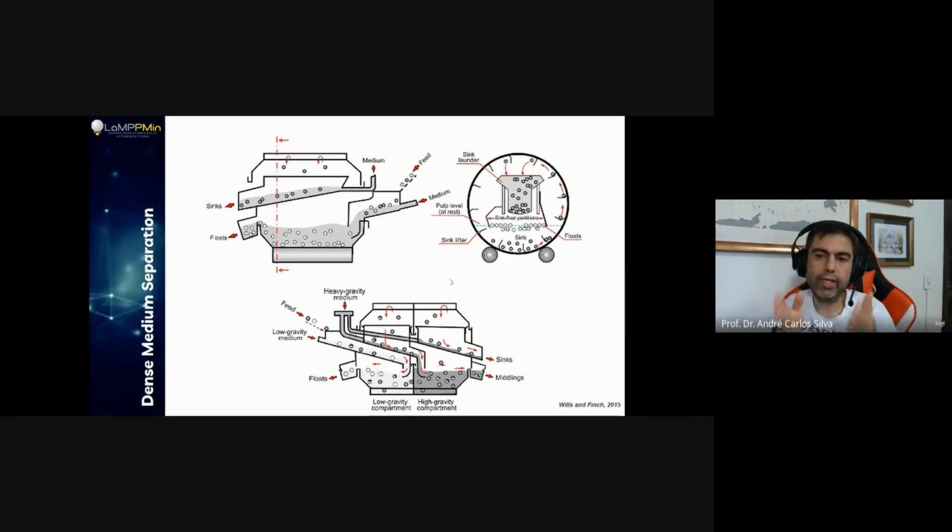Okay, so we can have this in a single drum, or I can have this in a double drum. And in this double drum, I can even put more medium on the second part of the drum, and I can have something like tailings, middlings, and also concentrate.